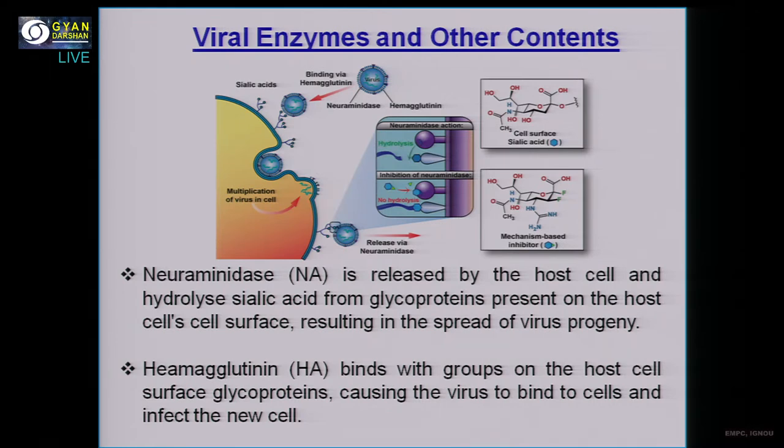Another very important thing is known as the hemagglutinin. Hemagglutinin binds with the group of host cell surface glycoprotein, causing the viruses to bind to the cell and infect. If you see the structure, the virus has glycoproteins. The neuraminidase enzyme will release it, and ultimately the virus gets entry to the cell, multiplies inside the cell, and ultimately hijacks the machinery of the host cell.